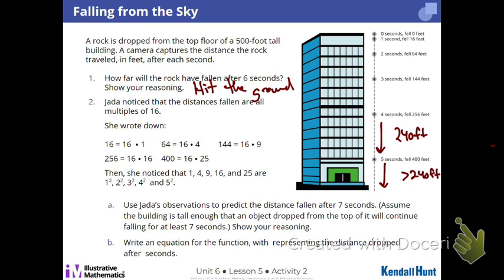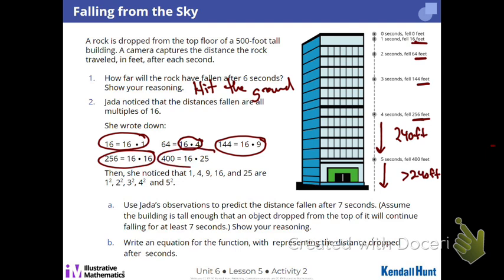And maybe you noticed it in the warm-up. For 1 second, she noticed 16 times 1 was 16. 16 times 4 was 64. 16 times 9 was 144. 16 times 16, 256. And 16 times 25 was 400. What seems to be a factor there over and over? 16 is certainly there over and over. So there's something else going on.